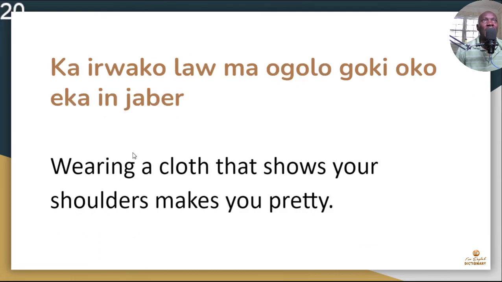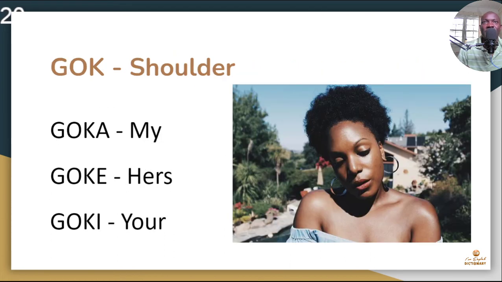Ka irwako law ma ogolo goki oko, eka in jaber. So when you wear a cloth that shows your shoulders, it makes you pretty. You can see this lady is very pretty because of the shoulders. So goka, my shoulders. Goke, her shoulders.